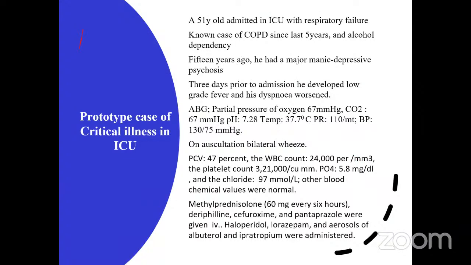The ABG showed a partial pressure of oxygen of 67 and carbon dioxide 67. It's increased. The pH is 7.28, temperature 37.7 degrees centigrade. There is tachycardia and normal blood pressure. On auscultation, there are bilateral wheezes, and the PCV is 47. The WBC count, as you can see, is an infection indicator. The platelet count is 321,000. Phosphate is 5.8. Chloride is 97. Other blood chemical values were normal.